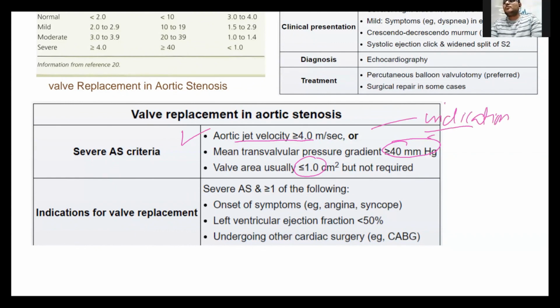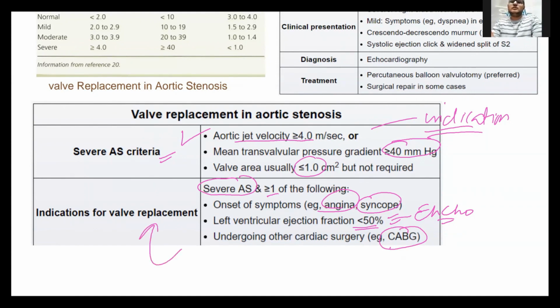Okay, हमने कब इसको valve को replace करना है? When there is the severe. और other क्या indication है other than this? Severe aortic stenosis with any of the following: हमारे पास angina की, syncope की symptoms हो, and ejection fraction less than 50%. इको करेंगे, इको में चेक होगा, इको में अगर इजेक्शन फ्रैक्शन कम है, then we will go for valve replacement. And very important, अगर हम कैबेज प्रोसीजर कर रहे हैं और अगर एओर्टिक वेल्व का मसला है तो हम फिर भी वेल्व रिप्लेसमेंट करेंगे.